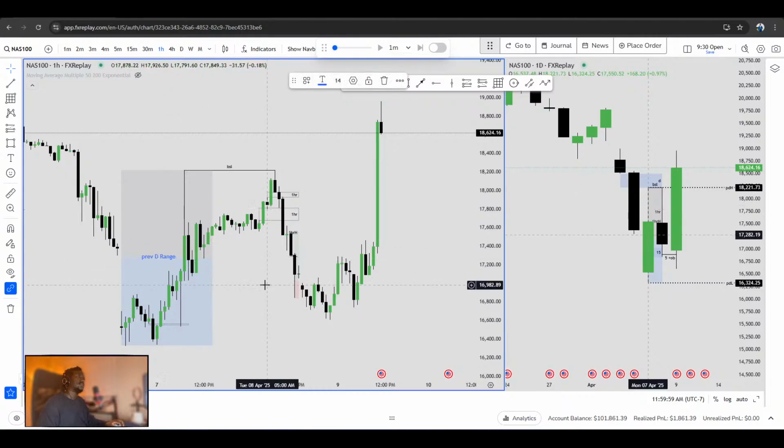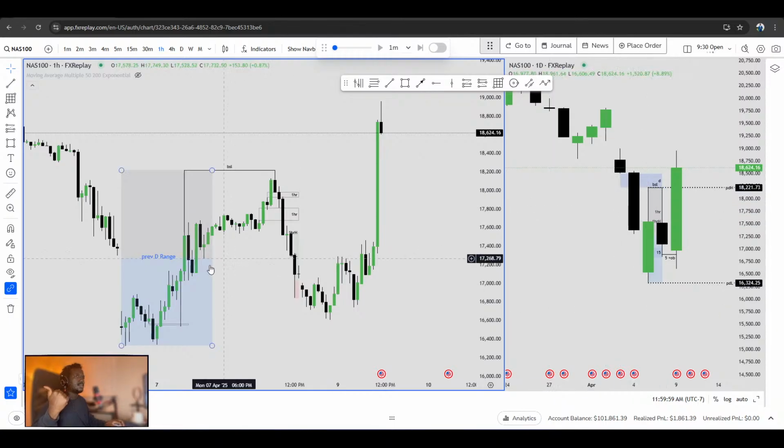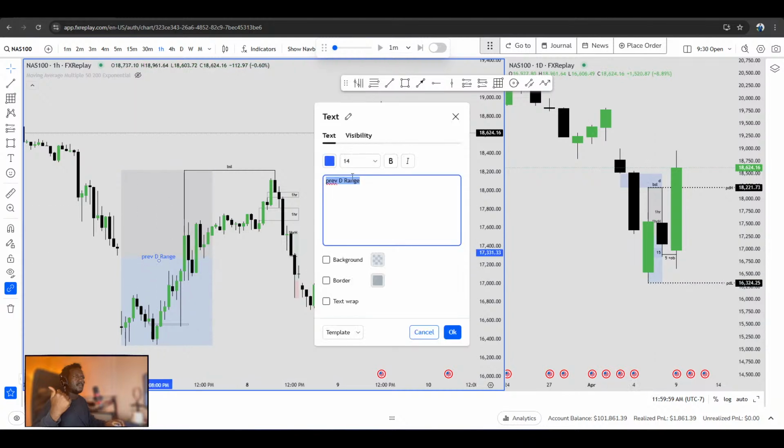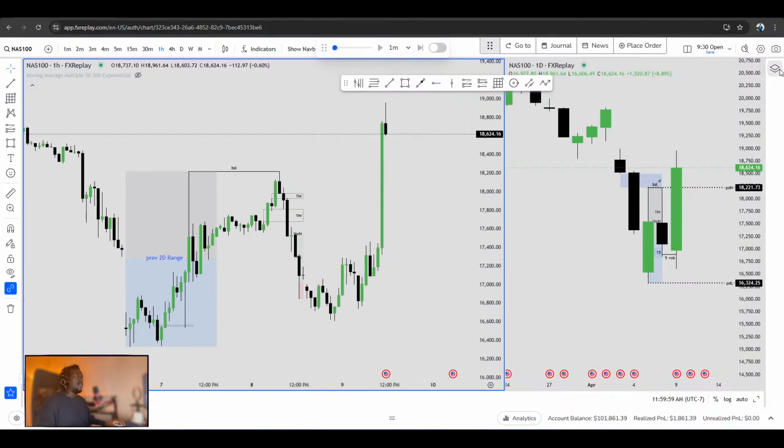Previous day range. Or the previous 2-day range, because it was this one. So I just do something like this, but then I can see it's here. Previous 2-day range. This is over analyzing, but whatever, man. And I am done with today's back testing.